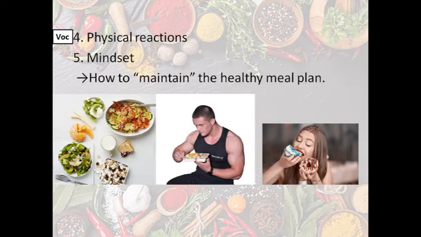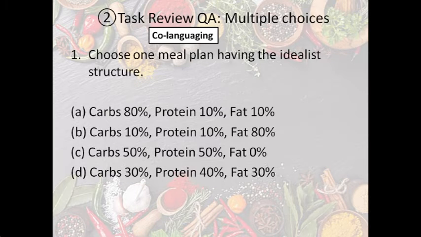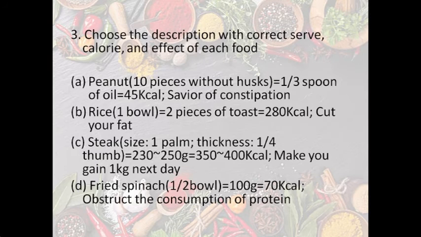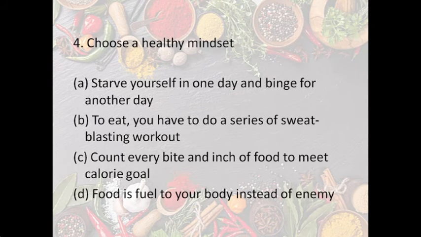In the second part of the presentation, I will design multiple choice questions for task review. And in this part, I will use code languaging skills, which means I will use English to explain first, and then I will use Chinese to explain a second time, to make sure that students really understand the content. The test will look like this. This is nutrient proportion, this is TDEE, this is calories and serve, and this is mindset, which are all related to the knowledge in the first section.